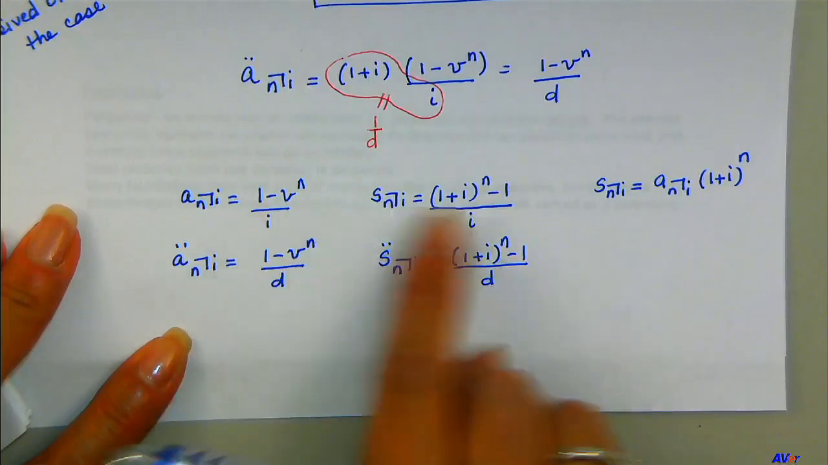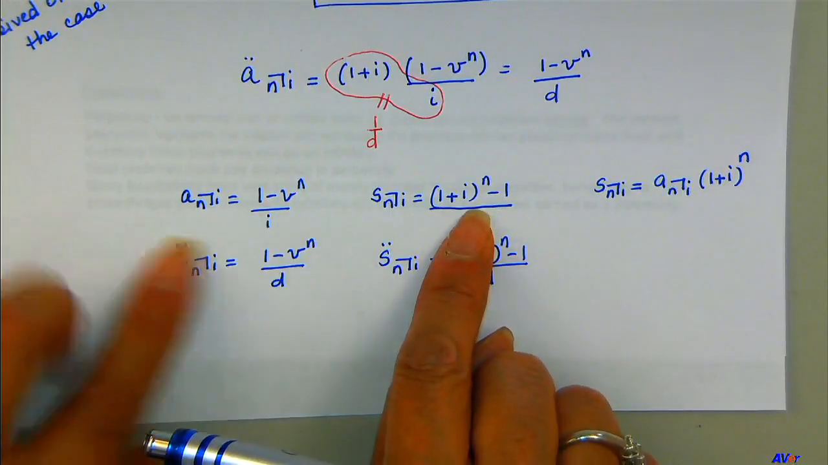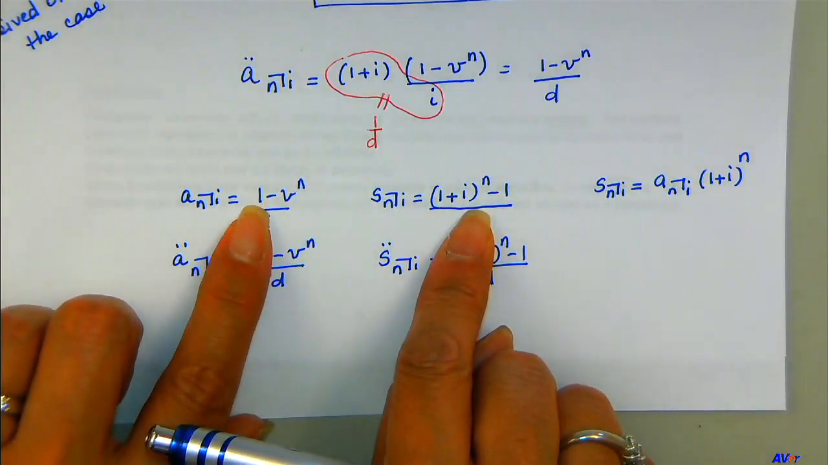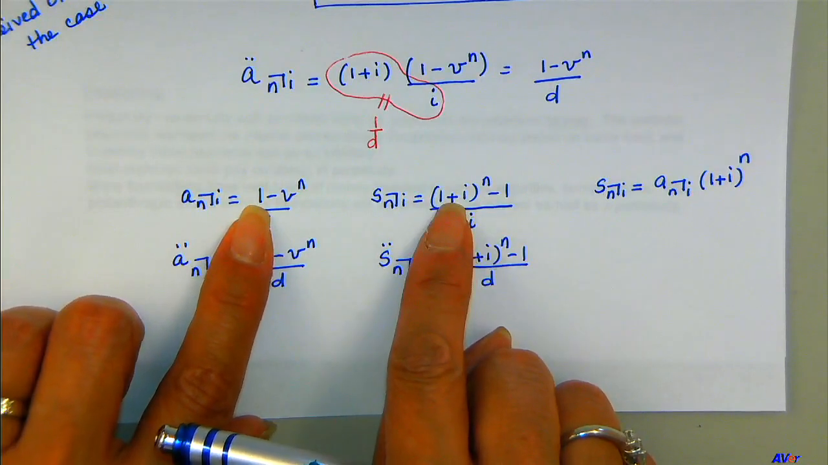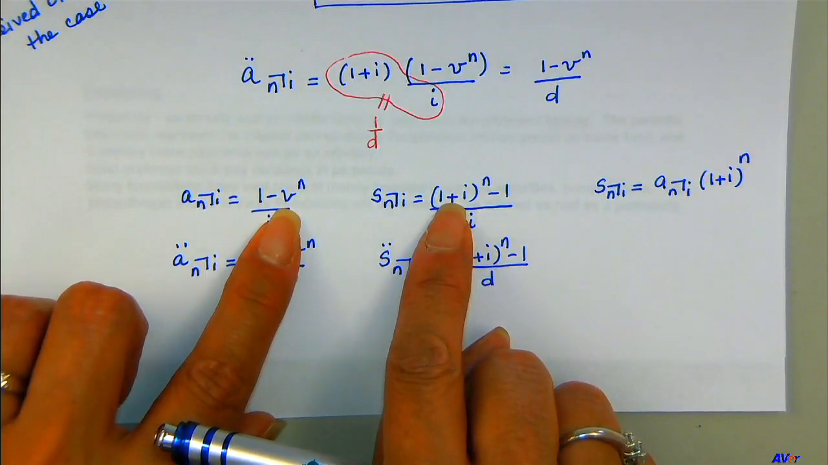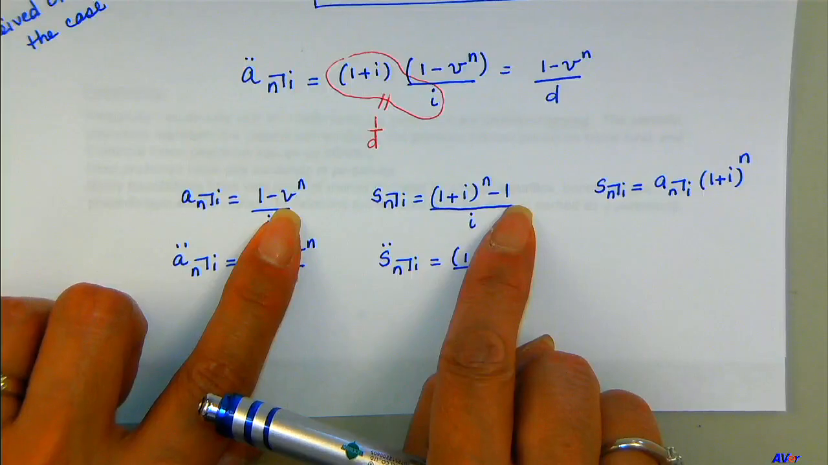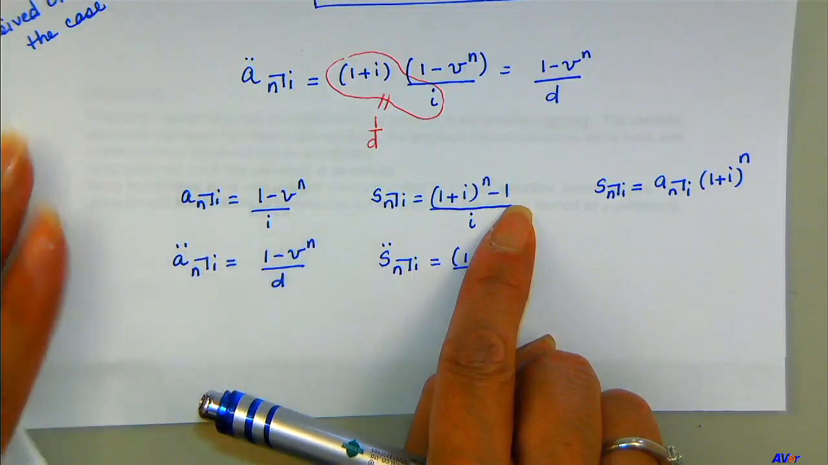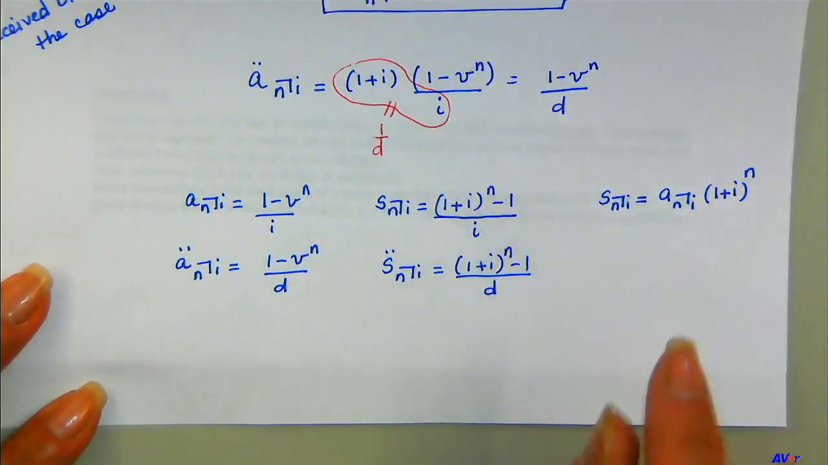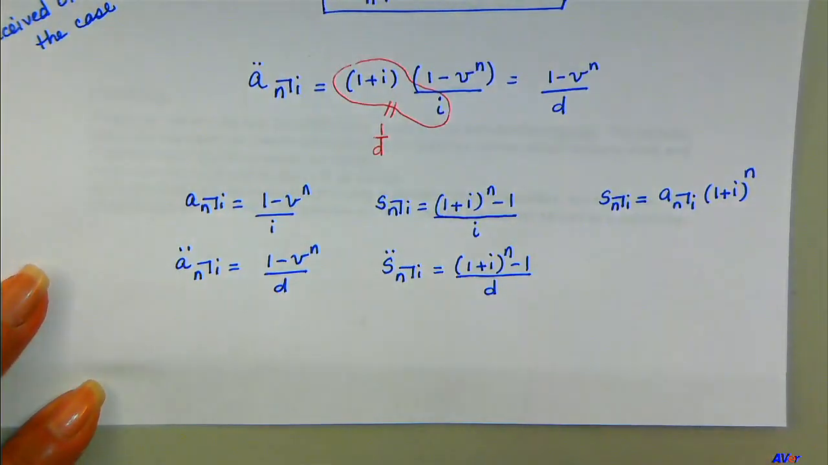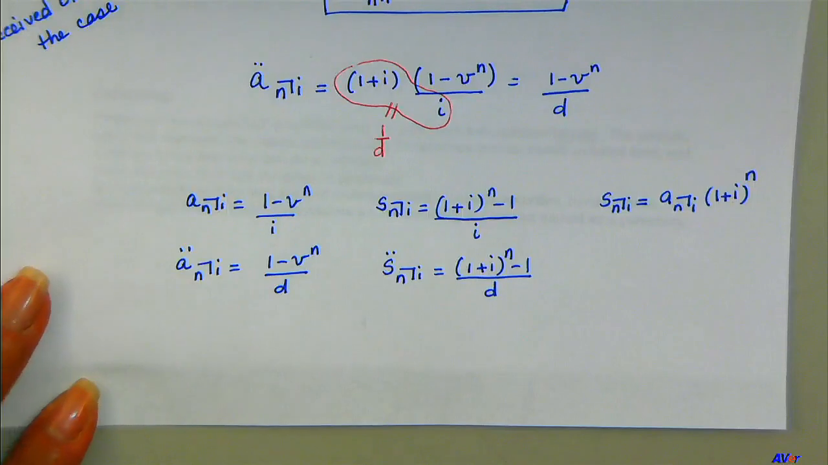And you can see that in the formula, can't you? Look at this. If I multiply this 1 by 1 plus I to the N, I get 1 plus I to the N. If I multiply V to the N by 1 plus I to the N, I get 1. You see it or no? That's it. So you don't really have to memorize. You just have to know one of them, and then all of them will follow if you understand. Let's move on.